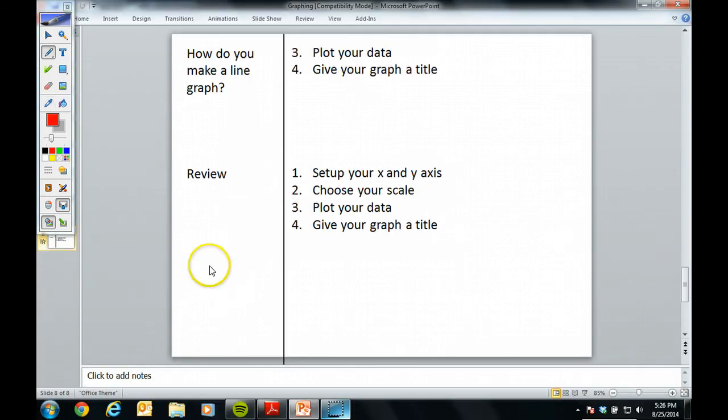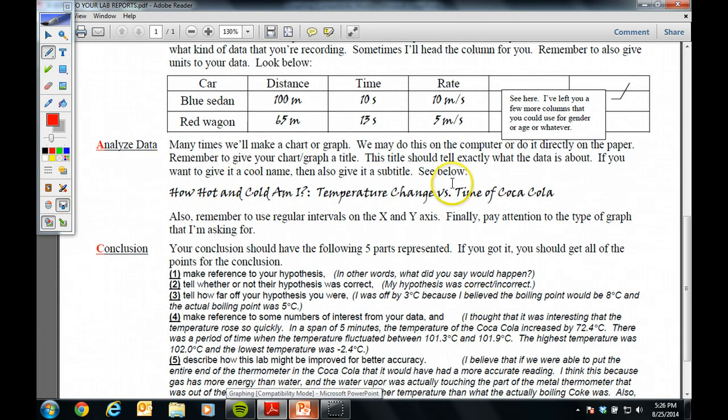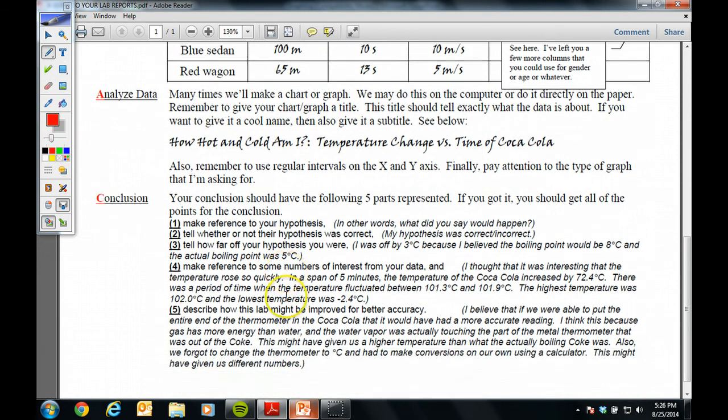So then that takes us back to PORHEPCAC. We've now given it a title, done everything. Now we can write a conclusion, and this will wrap up PORHEPCAC. There should be 5 parts to your conclusion. First, make reference to your hypothesis. What did you say would happen?